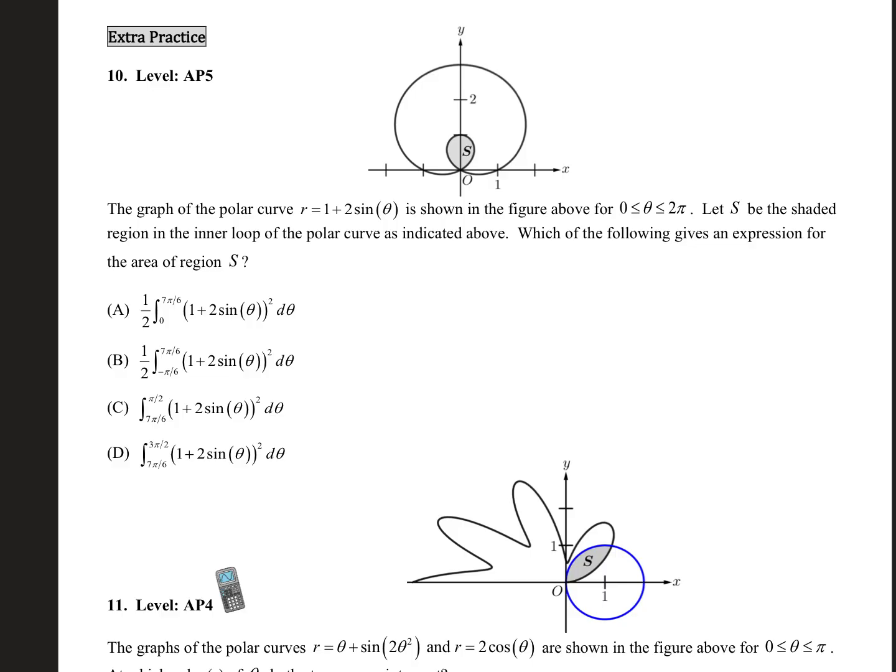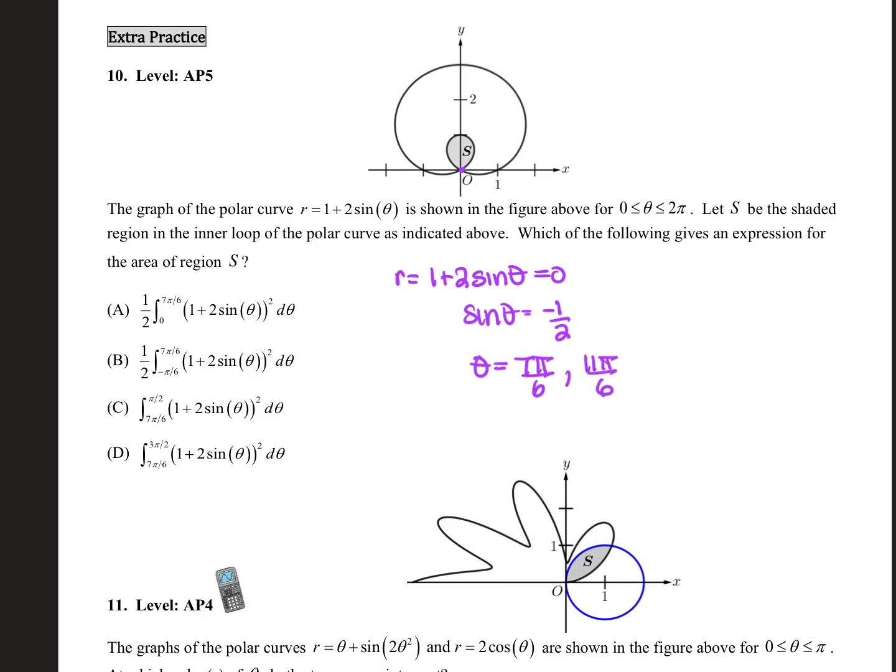Find the area of the inner loop of this one, which I believe we already did one very, very similar to. So first we're going to figure out where we enter our inner loop, and then exit our inner loop. That is when r is going to be 0. So sine theta has got to be equal to negative 1/2. So we know that our sine value, its reference angle is pi over 6, but it's got to be in quadrant 3 or 4, so 11 pi over 6.